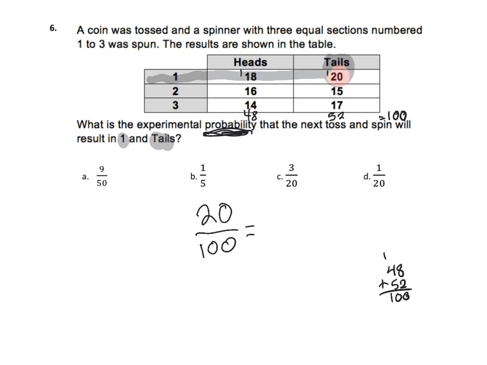Each of these can be divided by 20. If you're not sure, you can always do the smaller number. 2 would be a good place to start. 20 divided by 20 is 1. 100 divided by 20 is 5. So we get 1 out of 5.